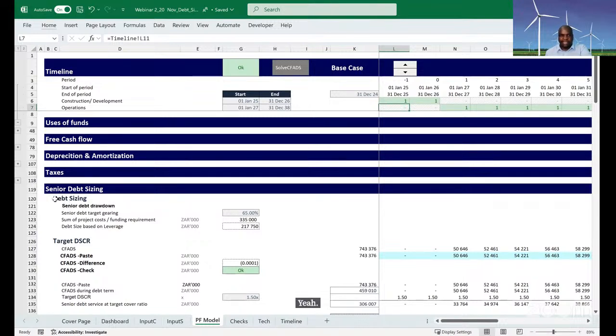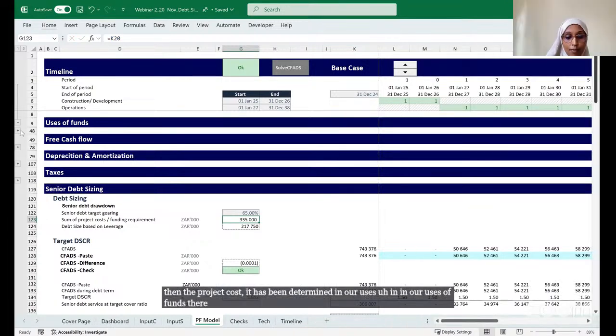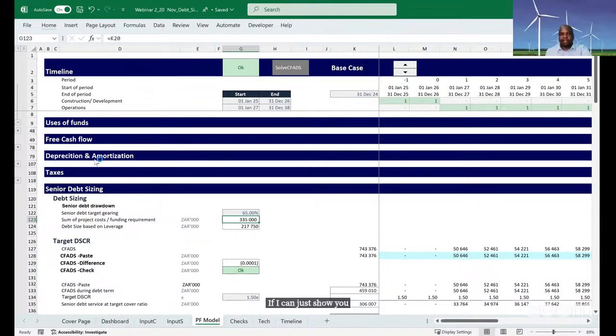Without any further delay, let us get into the nitty-gritties of debt sizing. As we have indicated before, we size debt using two approaches: the maximum leverage or gearing. You hear me saying leverage or gearing; I'll be using these names interchangeably. So we have the senior debt. This number is coming from the input. If I press F2, it takes me to what is coming from the input. Then the project cost has been determined in our uses of funds. If I can just show you, these are the uses of funds.